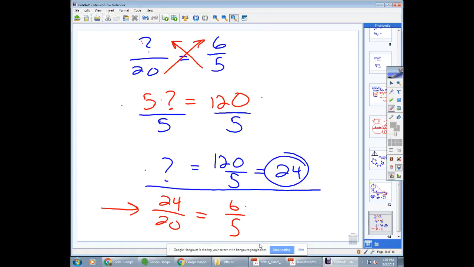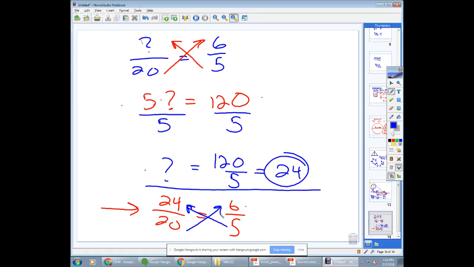Okay, 2 ways. Can we come up with a third way to check it? Cross multiply again. Cross multiply again, yeah. Check to see if 5 times 24 matches 20 times 6. That would work. We're on a roll here.